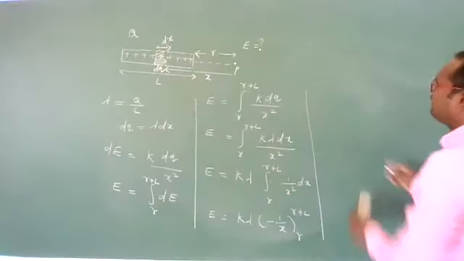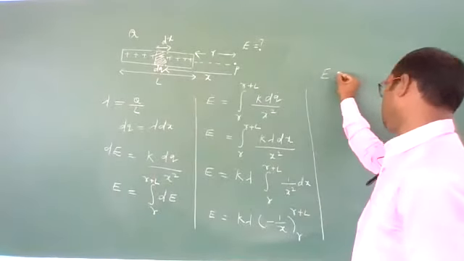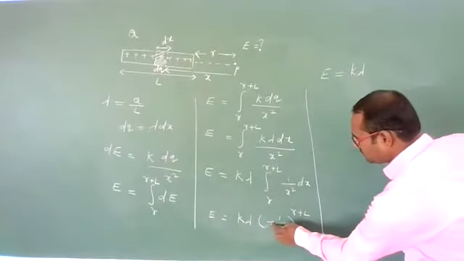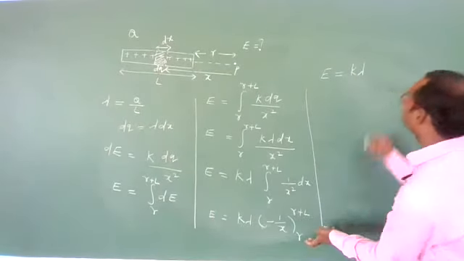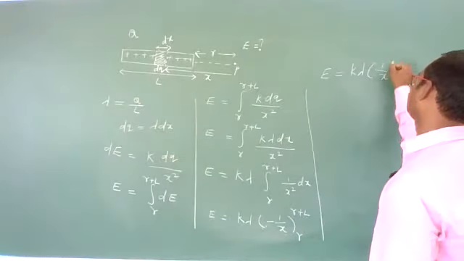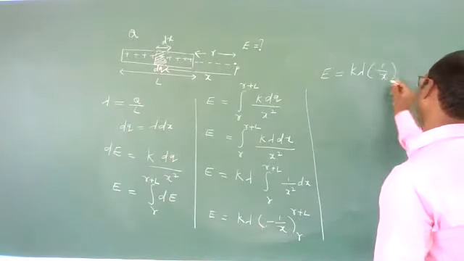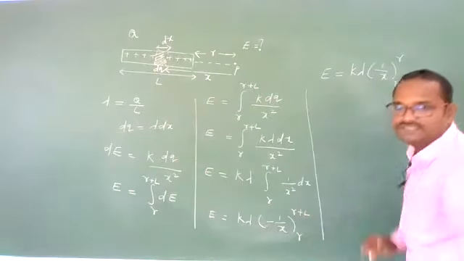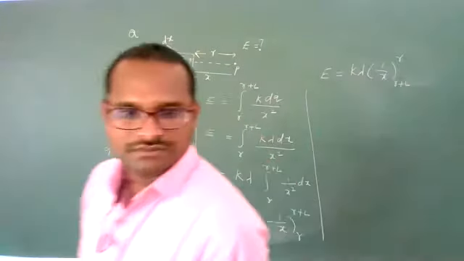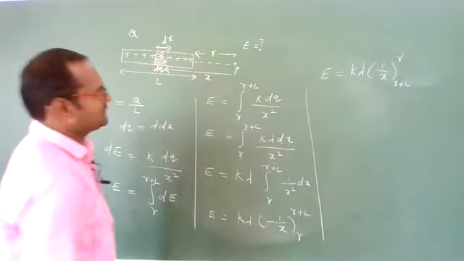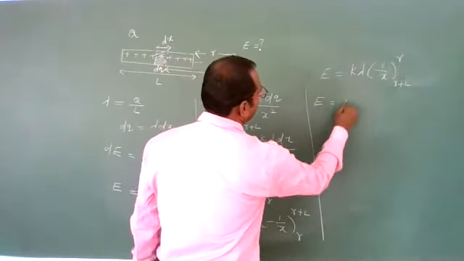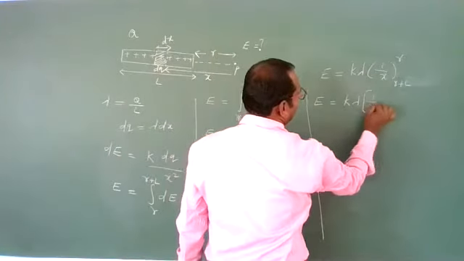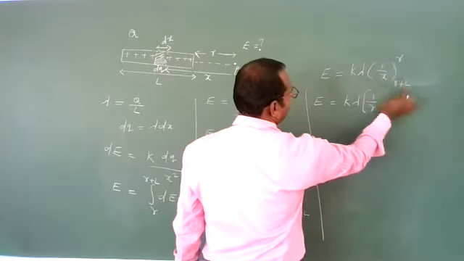You'll get E is equal to k lambda. If you want to remove this negative sign, I can interchange these limits. So you'll get 1 by x with limits from r plus L to r. Interchange these limits. Okay? So the net electric field E is equal to k lambda. Now apply the limits. In the place of x, substitute r: 1 by r, minus, in the place of x, substitute r plus L.